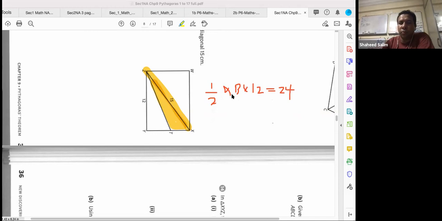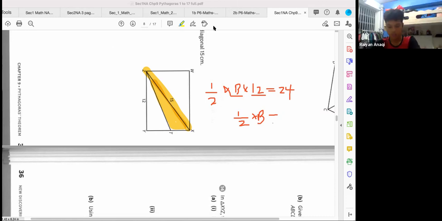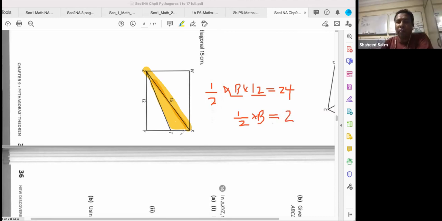So you did correctly, because all these are times, you bring over the side, you go down to divide by 12. Okay, correct. So you got half times B is equals to 2, right? But that's not the end. You know why? Because there's half of B. Half of B is 2.